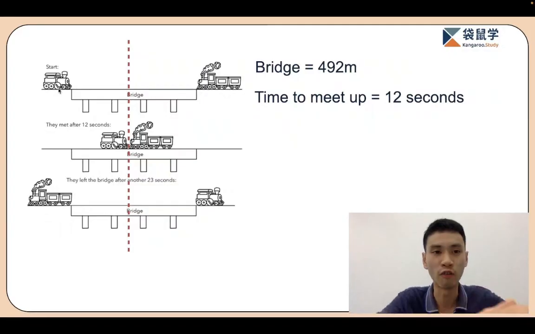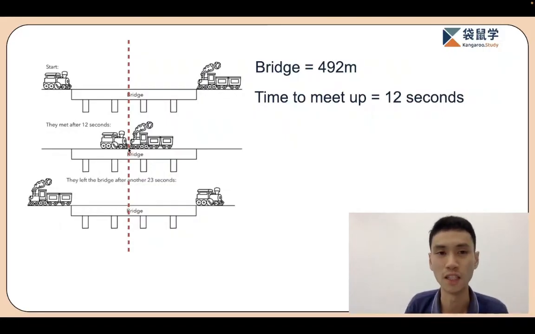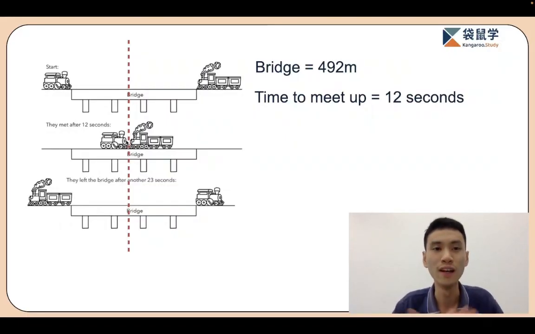Why do we consider the front of the train? Well, because we consider the same position as the position of the train at the meetup point. So since the head of the train is touching the meetup point, we consider the head of the train at the starting point, and so we can represent the distance as this orange arrow over here, from the head of the train to the head of the train at the meetup point.